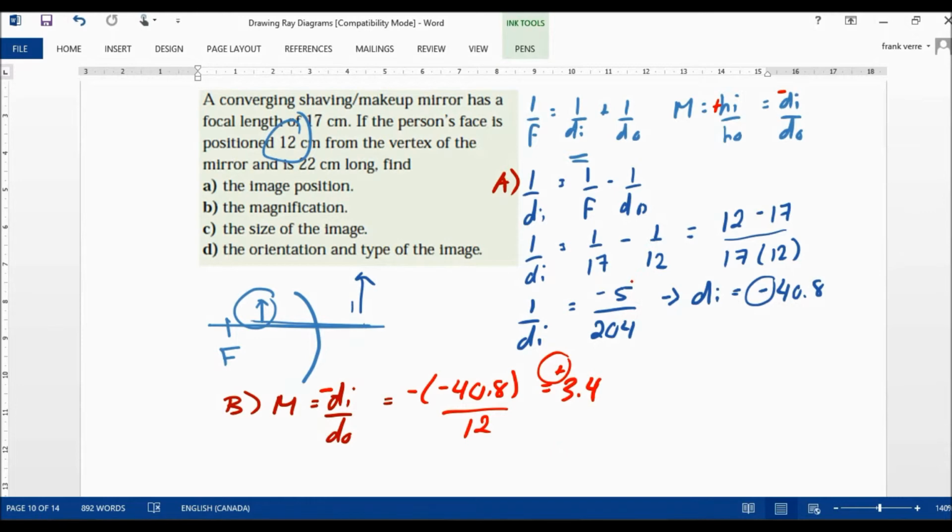Okay. So the last one is C. What is the size? How big? So we can say hi is equal to m times ho. So the magnification is 3.4 times the object. The object apparently is 22 centimeters long. So we're going to do 3.4 times 22, and that will equal 74.8 centimeters.